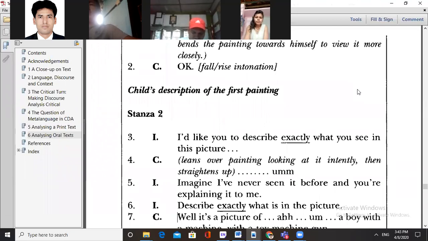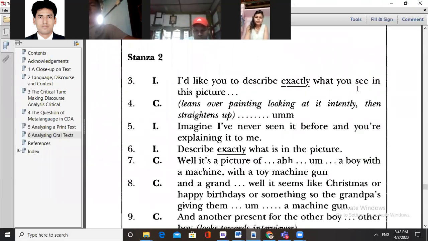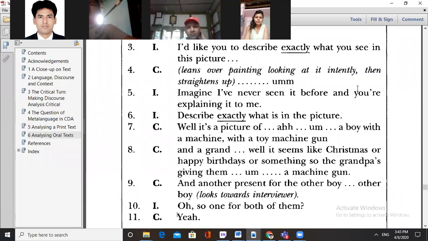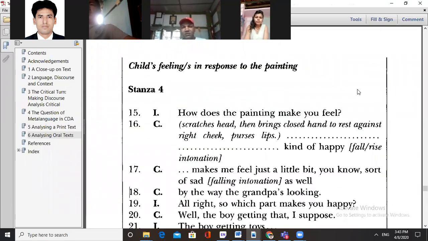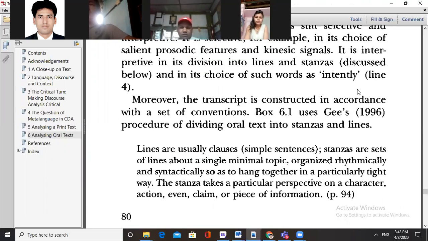Look at the oral conversation there, and then you can analyze. You can do it.